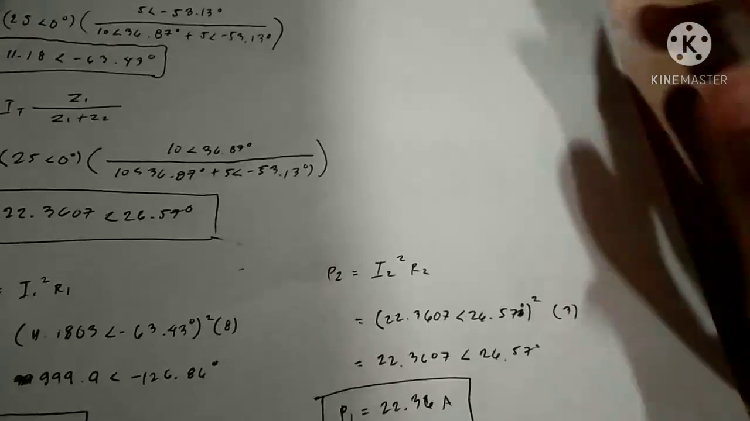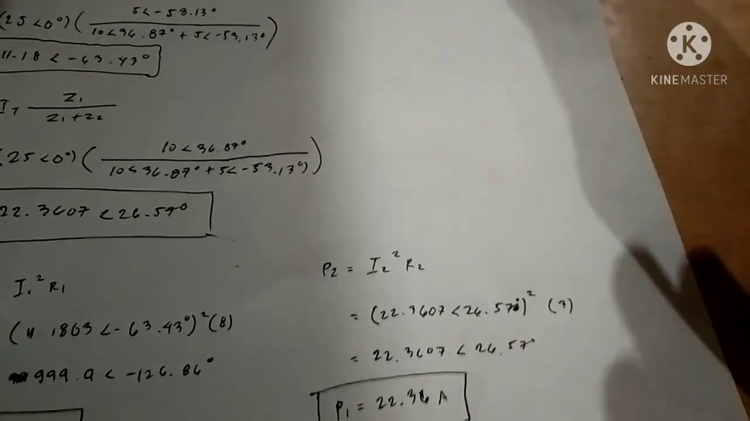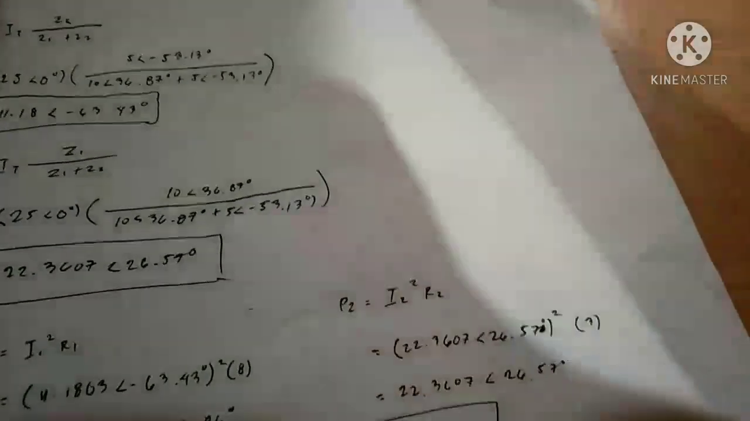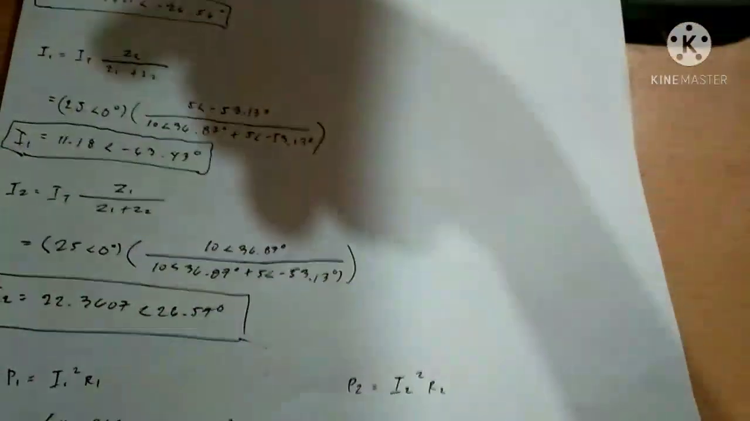So we have solved for the current and the power taken by each impedance. So we have solved I1, I2, P1, and P2. So this is P2, sorry. So this is the last number, number 3. So we'll have to read the question first.